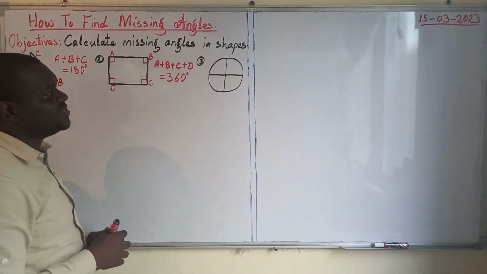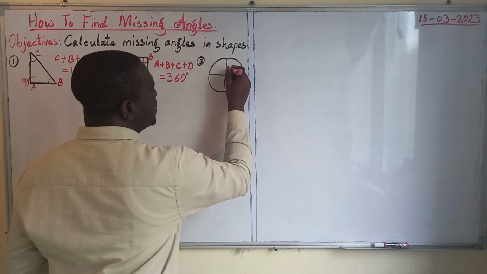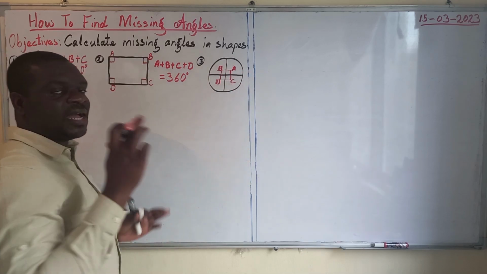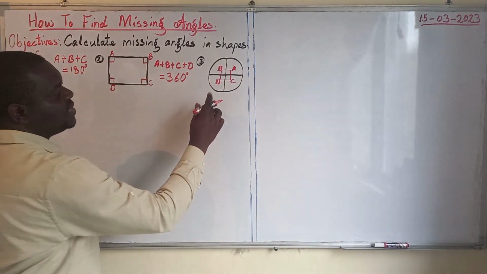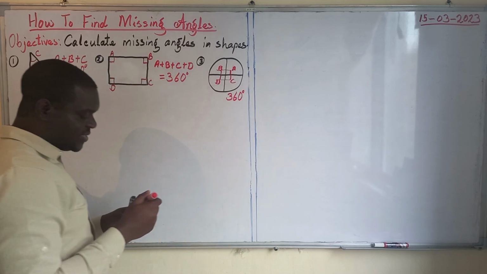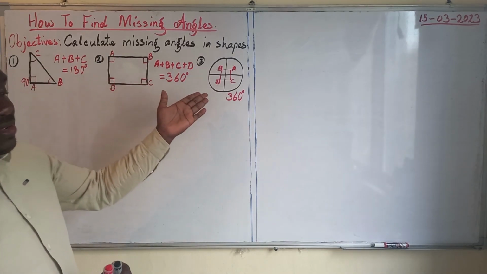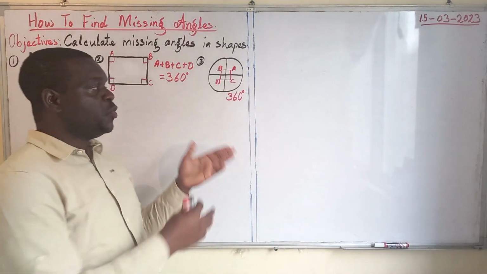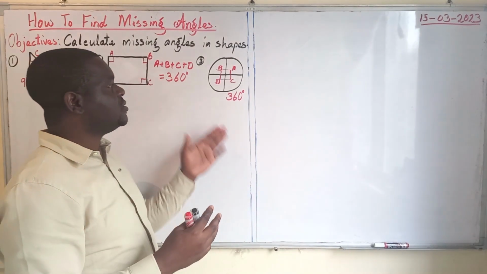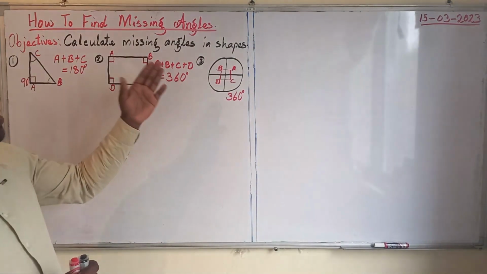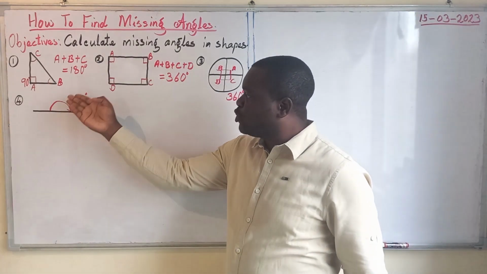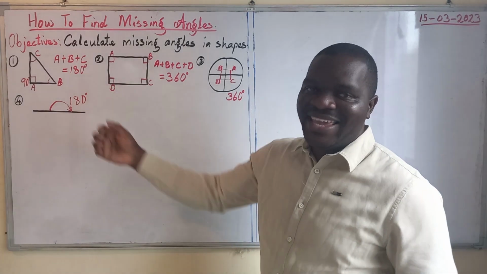Let's look at another shape. This is a circle. We've learned that the total angle in a circle, you can do it this way. If A, B, C, and D are 90 degrees each, it will therefore mean that the total angle in a circle is 360 degrees. We are just reminding ourselves of this because in our last lesson, we did all of this and we calculated the total internal angle of each shape. Let's look at another shape, a straight line. With a straight line, the total angle is 180 degrees.